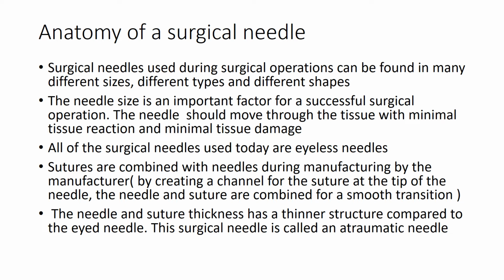The eyeless needle is where the sutures are combined with needles during manufacturing by the manufacturer. This is done by creating a channel for the suture at the end of the needle. The needle and the suture are combined for a smooth transition. The needle and suture thickness form a thinner structure compared to the eyed needle. The surgical needle is called an atraumatic needle.